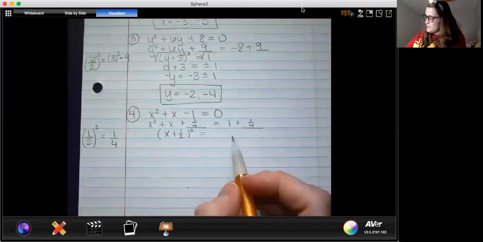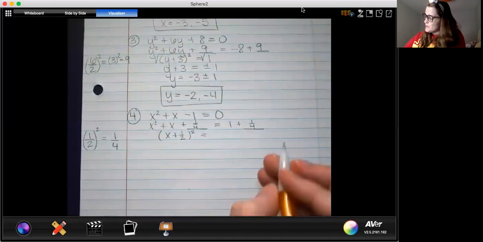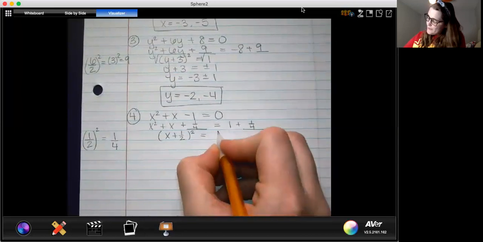Now on this other side, we have 1 plus 1/4. Now we don't do mixed numbers, so therefore that would be an improper fraction. So 4/4 plus 1/4 would be 5/4.